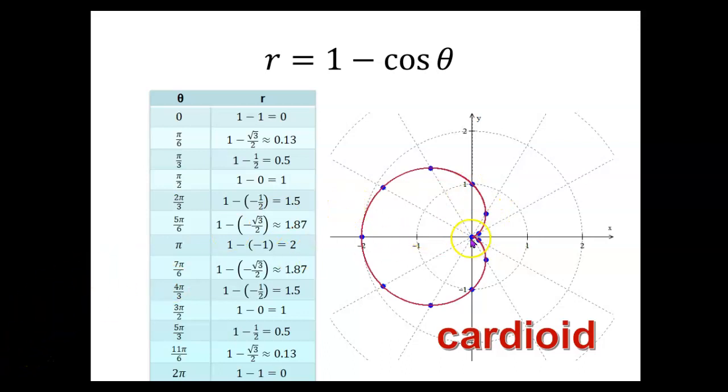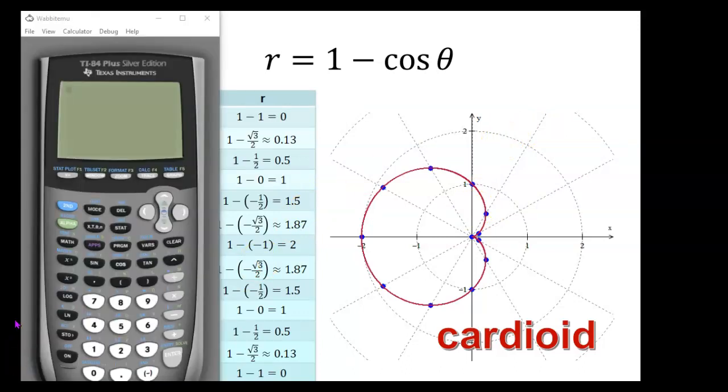Now let's see how we could do this on a graphing calculator or something like that to handle all the details for us. I've got my graphing calculator here. I'm going to push the mode button. I'm going to make sure I am in radians mode.